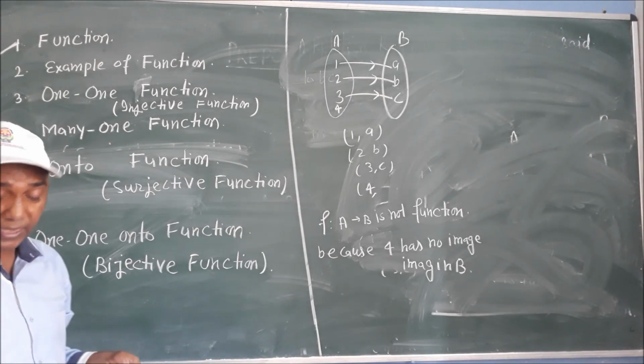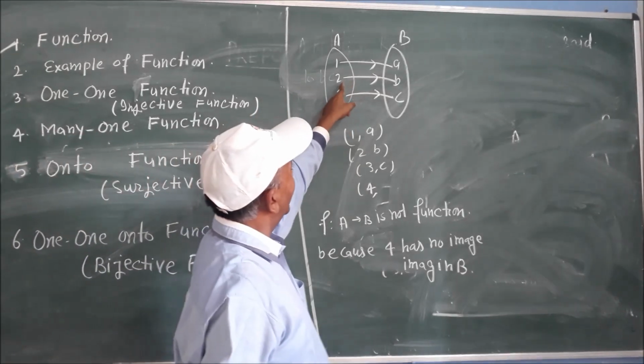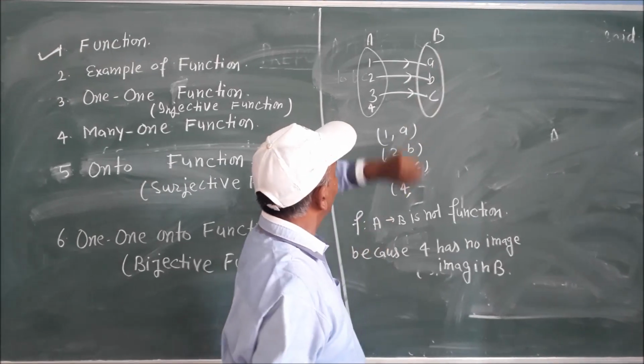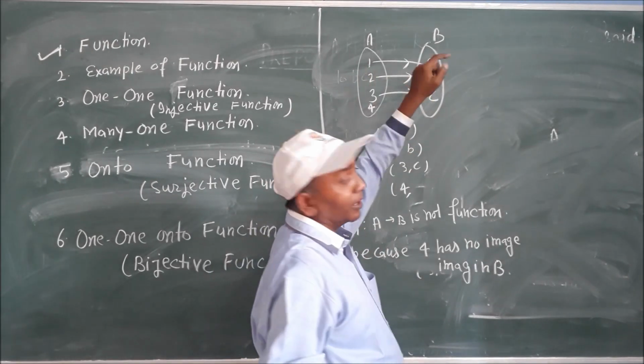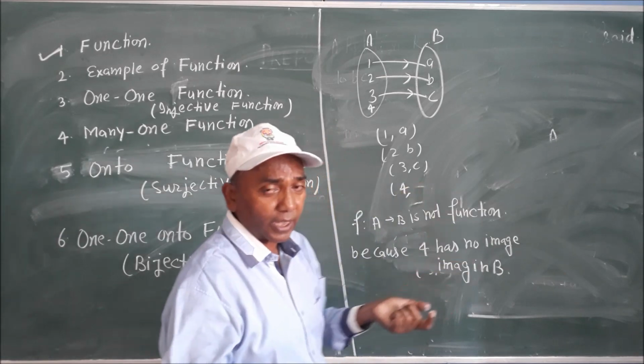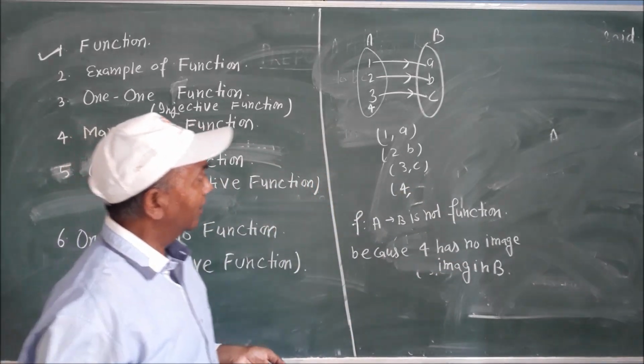See the definition. The definition is each element of A has one and only one image in B. A के प्रत्येक एलिमेंट का कम से कम B में एक इमेज होना चाहिए. एक से ज्यादा हो सकता है, कम से कम एक तो होना ही चाहिए.